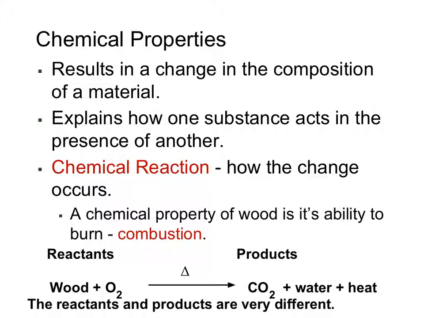An example of this is that one of the chemical properties of wood is its ability to burn, known as combustion. So if we have wood and react it together with oxygen, we produce carbon dioxide, water, and heat. The reactants are very different from the products. So in order to investigate this chemical property, this ability of wood to burn, we've had to change its composition. We've had to change it into something else.